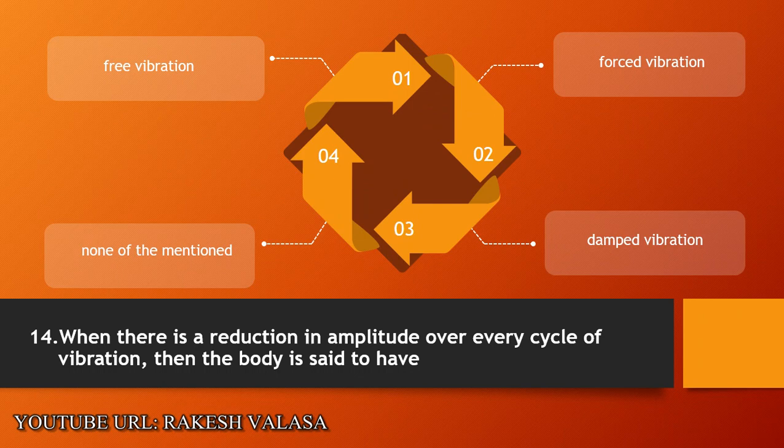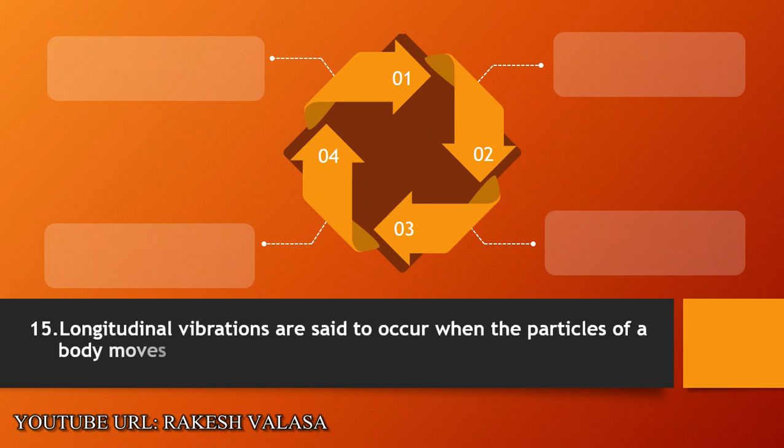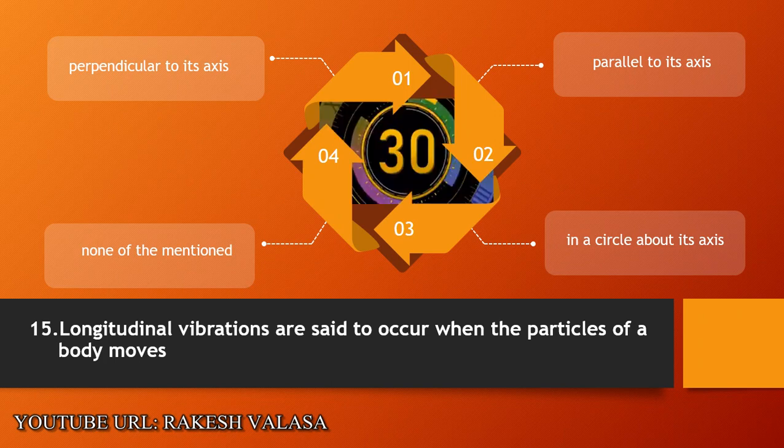The correct answer is option 3, damped vibration. Question number 15. Longitudinal vibrations are said to occur when the particles of a body move: option 1, perpendicular to its axis; option 2, parallel to its axis; option 3, in a circle about its axis; option 4, none of the mentioned.